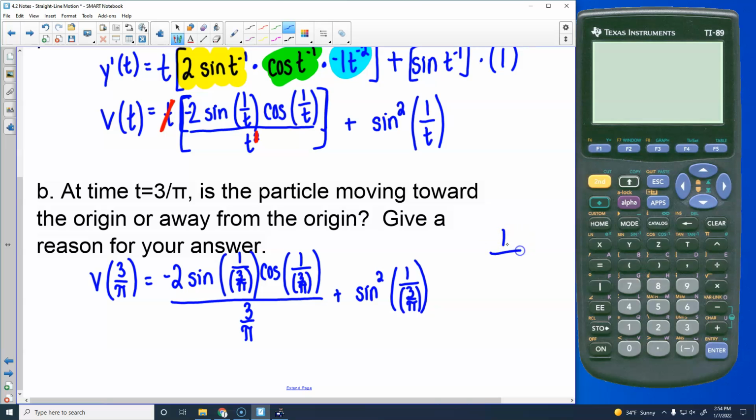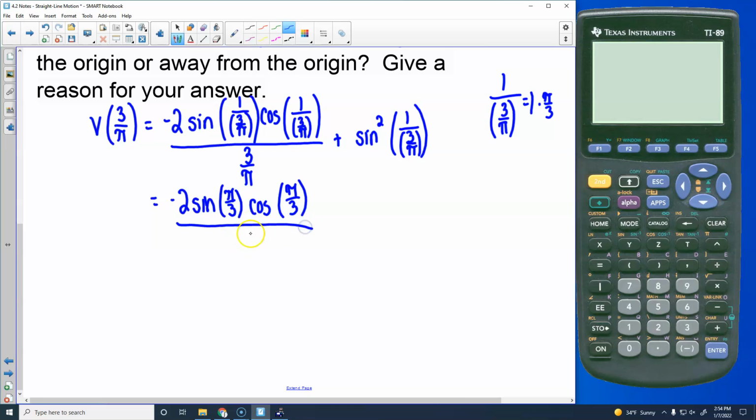But what is 1 over 3 over pi? It's just pi. Okay, 1 times pi over 3. So it's just pi over 3. So we've got negative 2 sine of pi over 3 cosine of pi over 3, over 3 over pi, plus sine squared of pi over 3. You could have gone straight to that if you wanted.